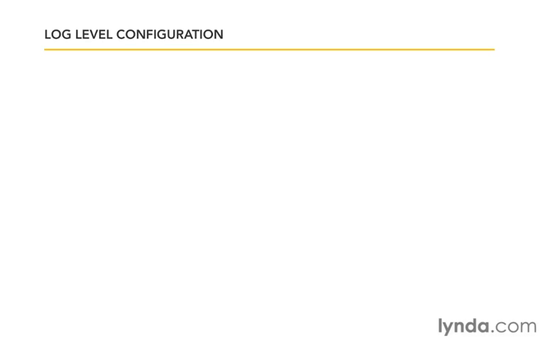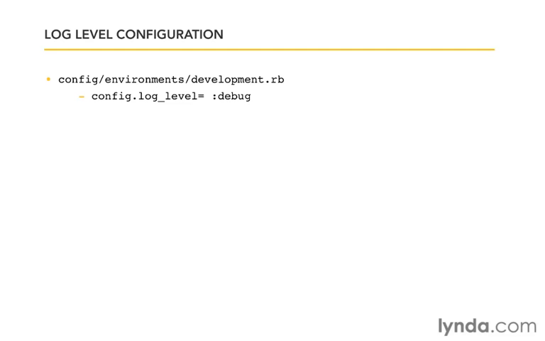The kind of information that gets logged can be configured and can be different for each of your environments. As we saw in the last movie, by default, development is set to the debug log level. The production environment is going to be set by default to the info log level. You can change these to a few other choices. Let's go over them so we understand the differences.